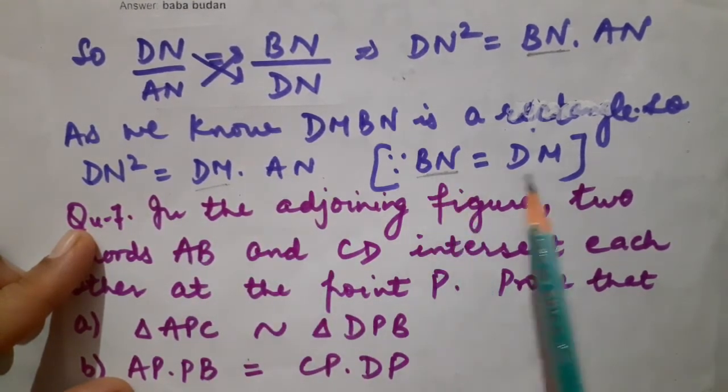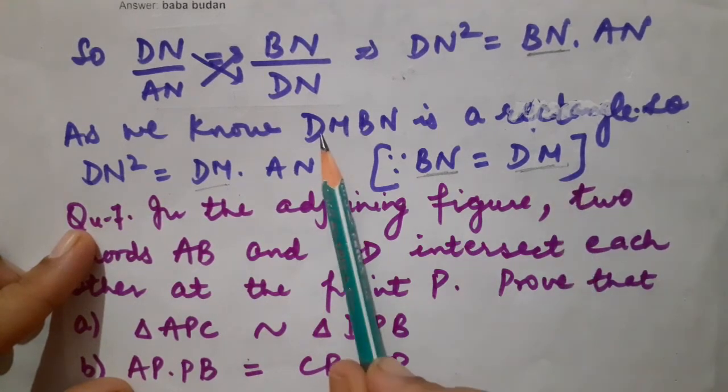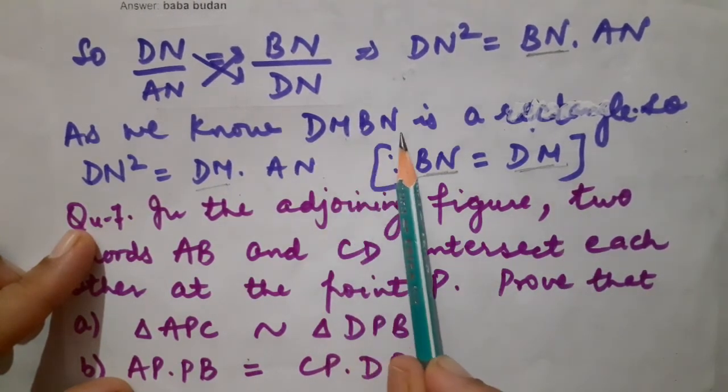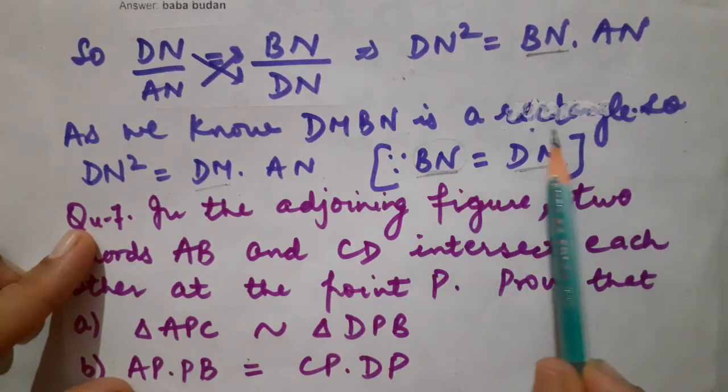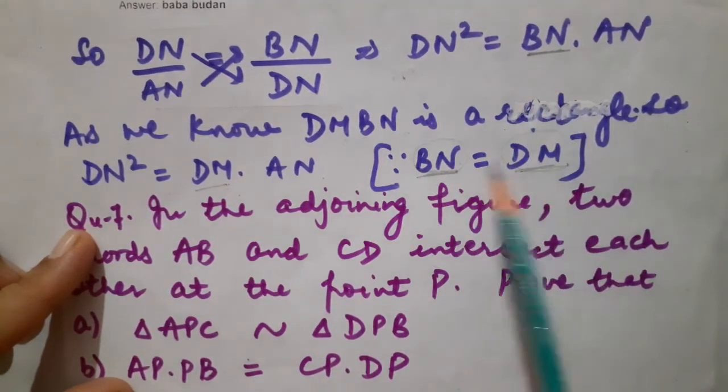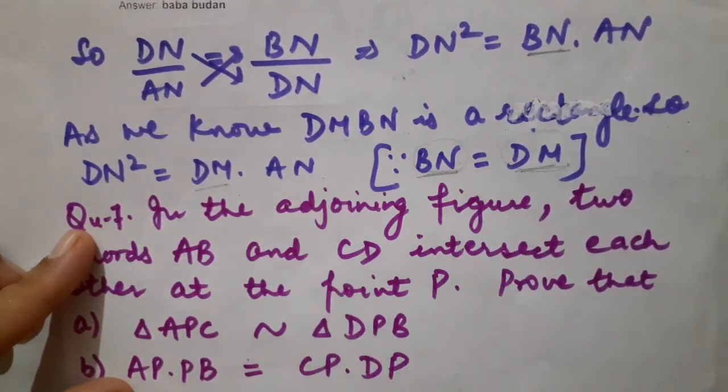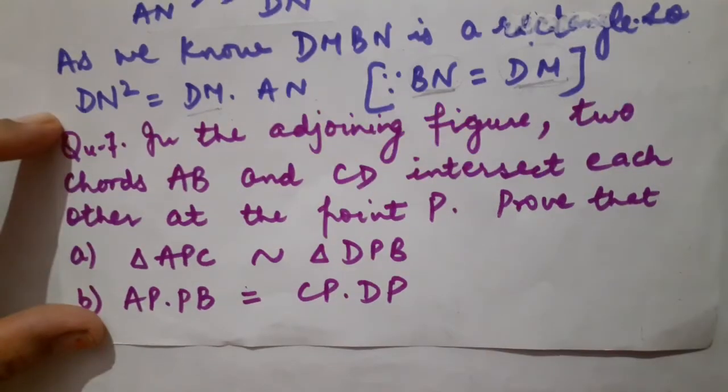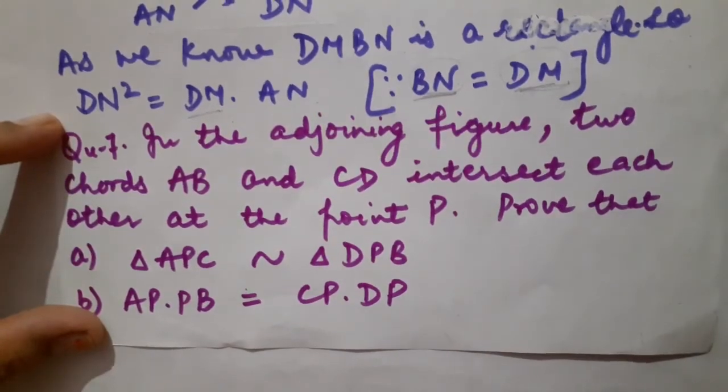Why? Because DMBN is a rectangle, so BN is equal to DM. So let us replace BN by DM. So hence proved. Now children, let us switch to the next HOTS.